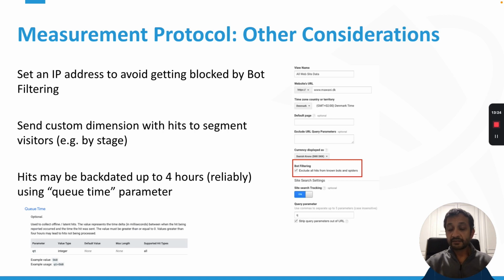And then finally, you can backdate hits, but only up to 4 hours reliably using the queue time parameter. What that practically means is you can't expect to send hits days or weeks in the past. You need to be pretty on top of it, and this process needs to be running relatively frequently because you can really only backdate those hits by 4 hours.